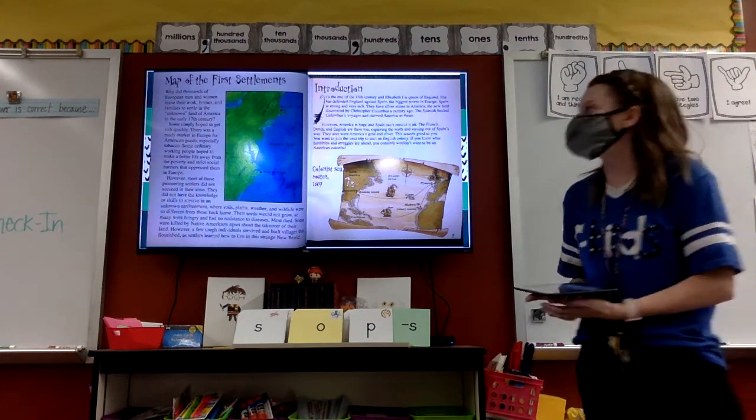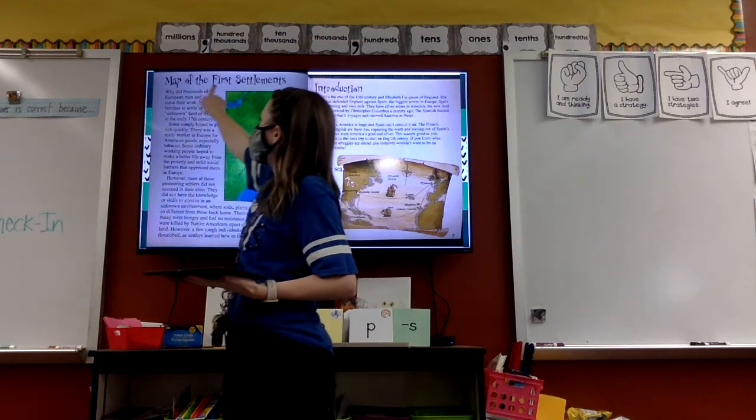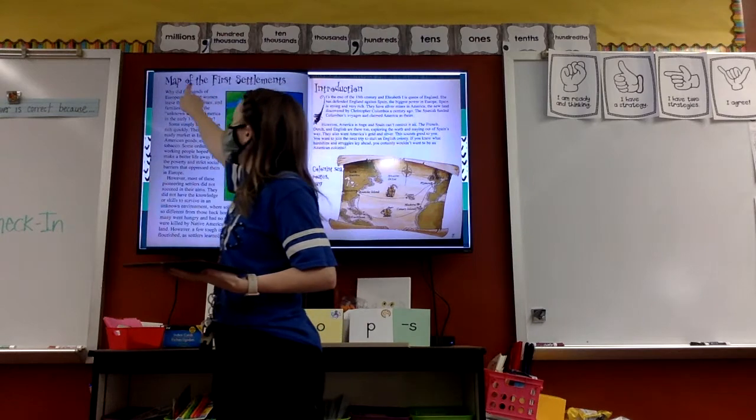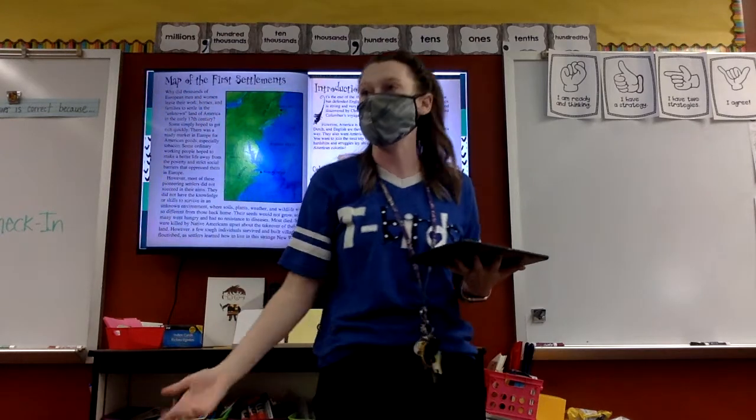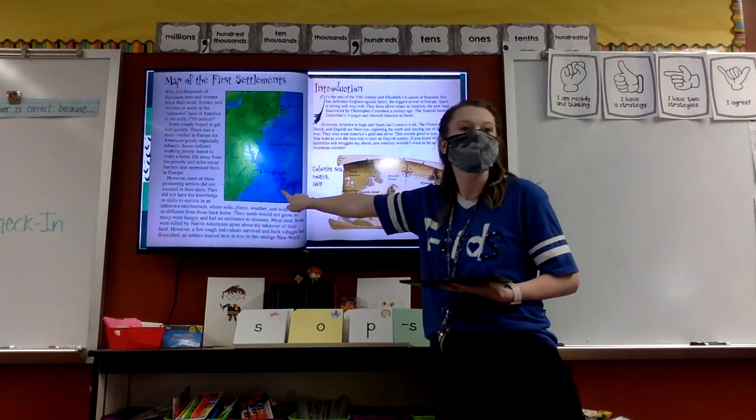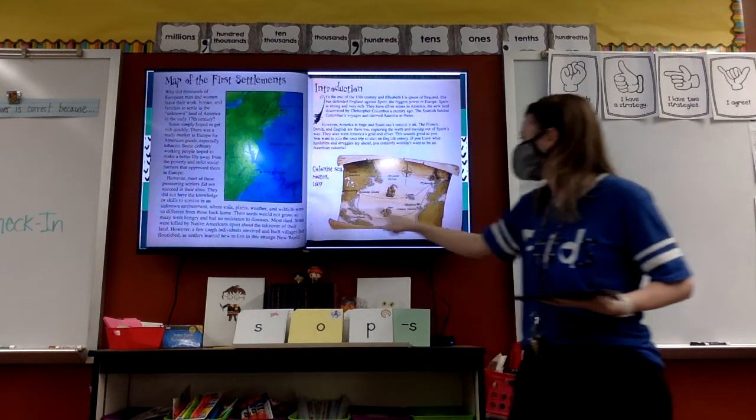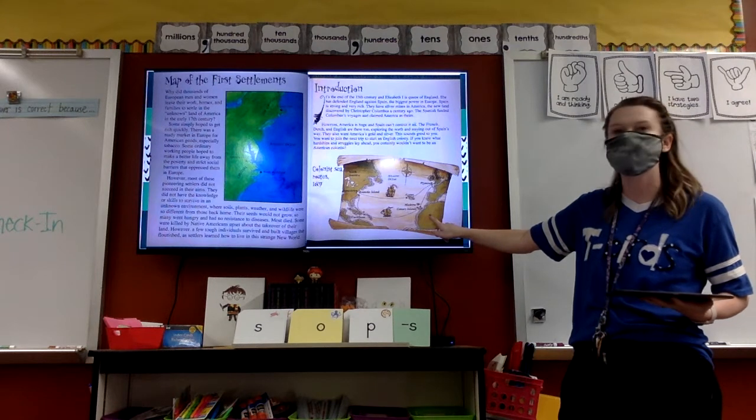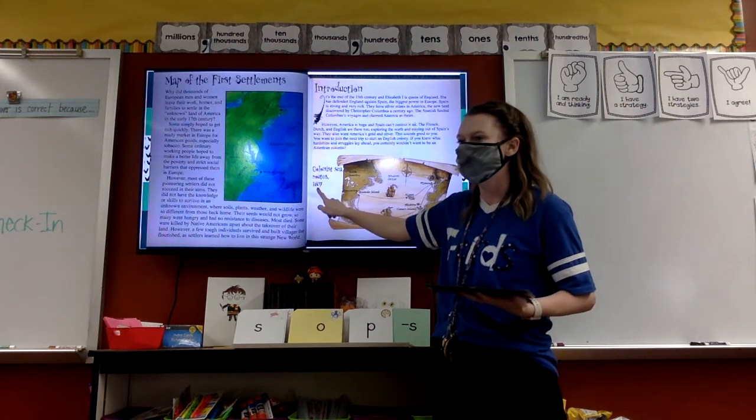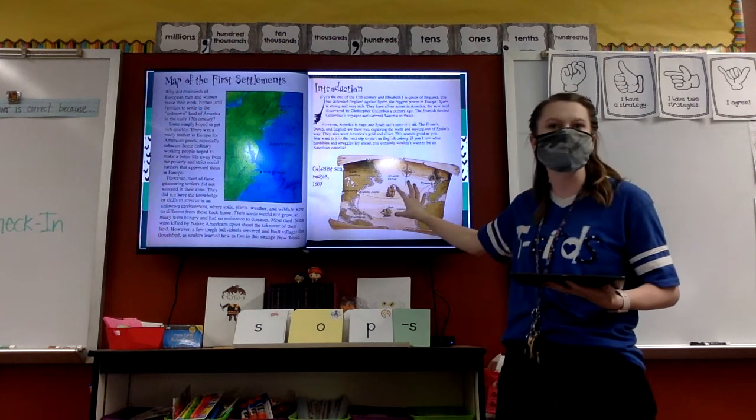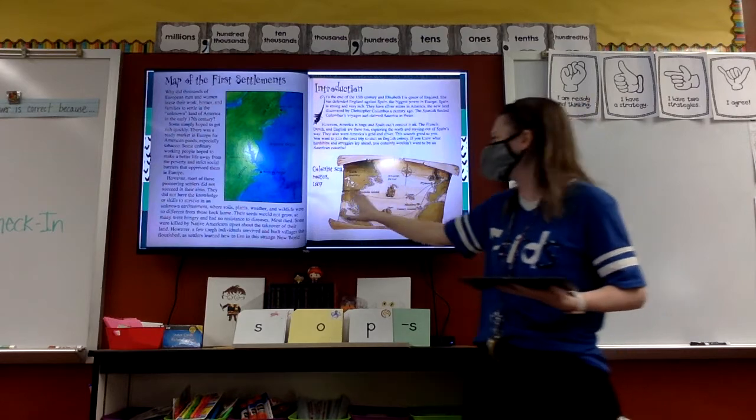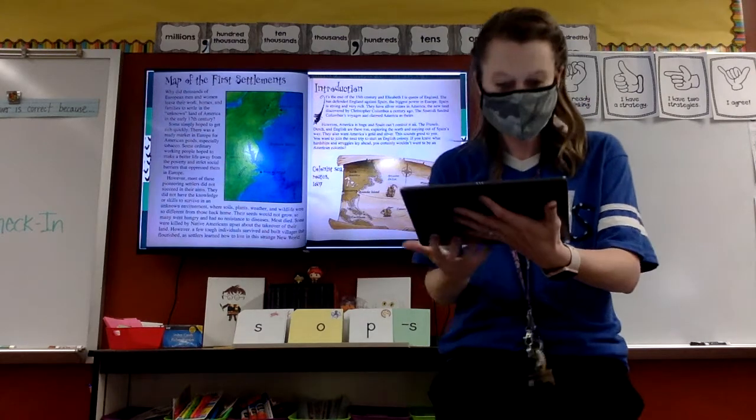Map of the first settlers. What kind of text feature is this? Shout it. Title. Title or a heading. Okay, title or a heading. What kind of text feature is this? Map. Shout it out. What kind of text feature is this? Remember what tells me about the picture or the illustration? You remember what word that's called? Caption. Caption. Very good. All right, let's read.